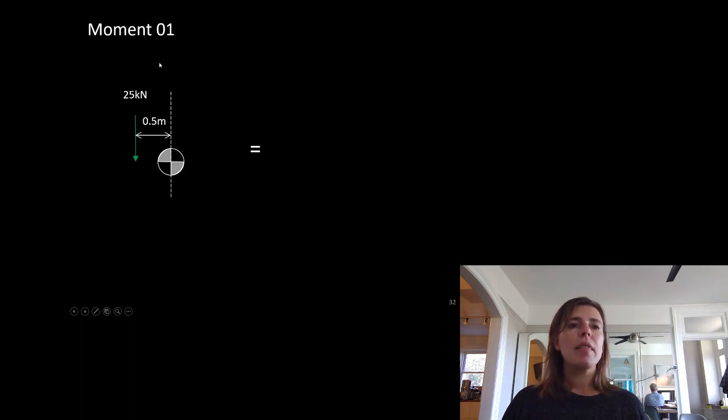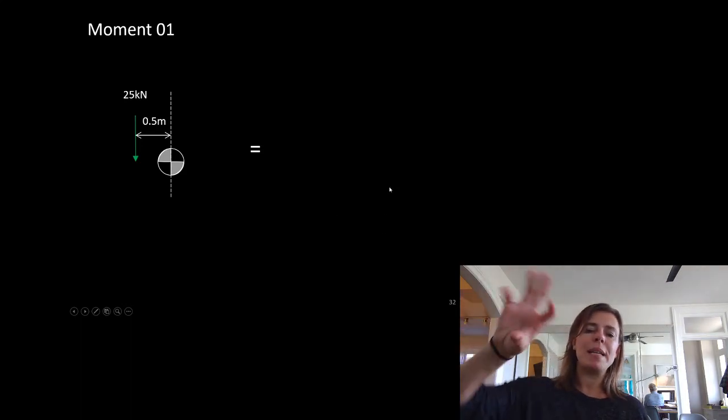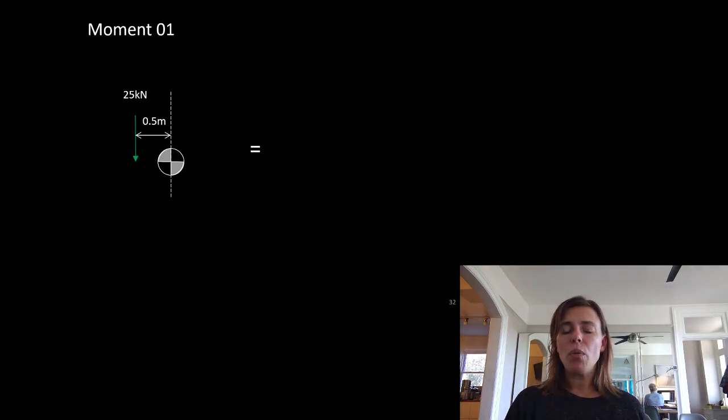So if we have this force of 25 kilonewtons, that is 0.5 meters away from the centroid, we know that this would be equivalent to having this 25 through the centroid, as well as having some moment that causes it to rotate. And we know that that moment or that rotation can have a value of force times eccentricity. Our force is 25, our eccentricity is 0.5, so we would have a force through the centroid of 25 kilonewtons and a moment of 25 times 0.5, or 12.5 kilonewton meters.